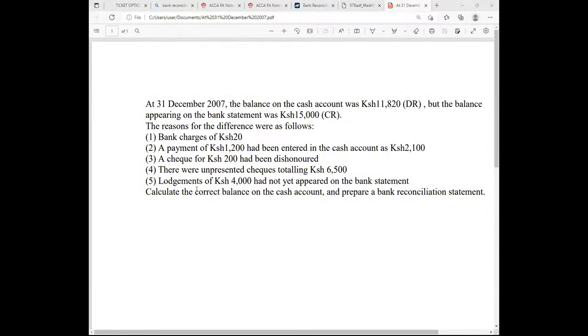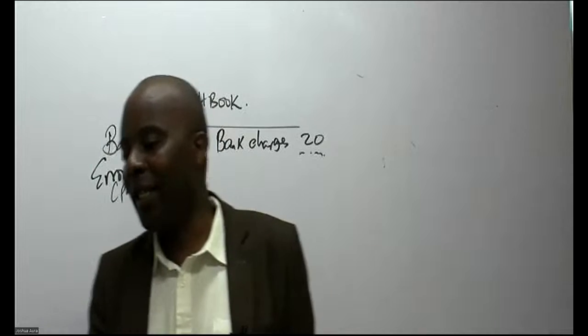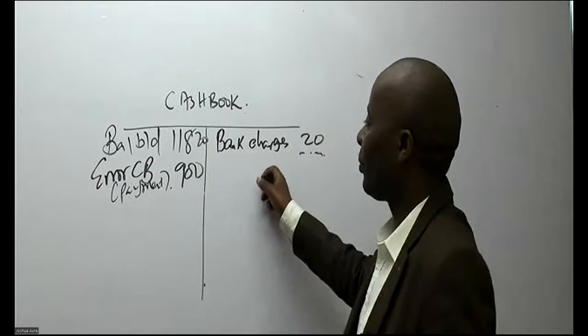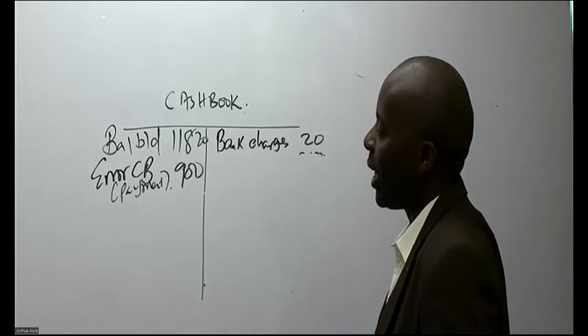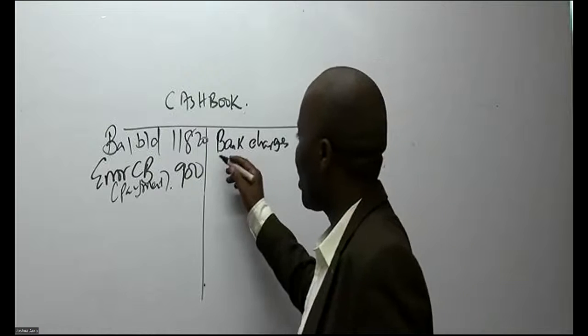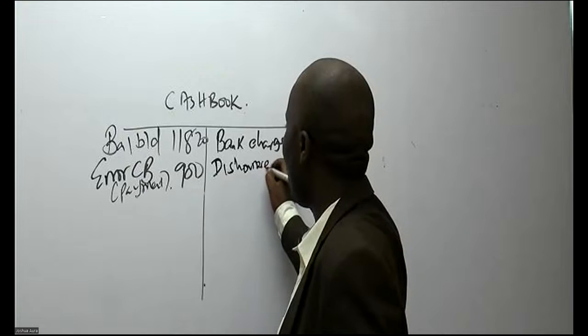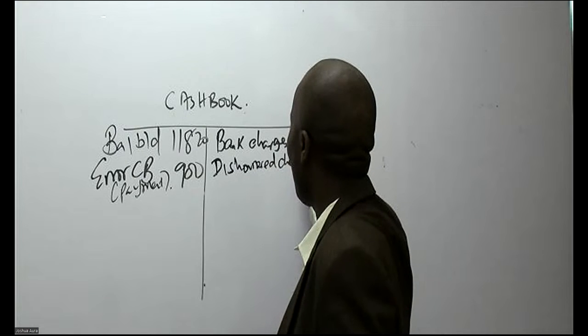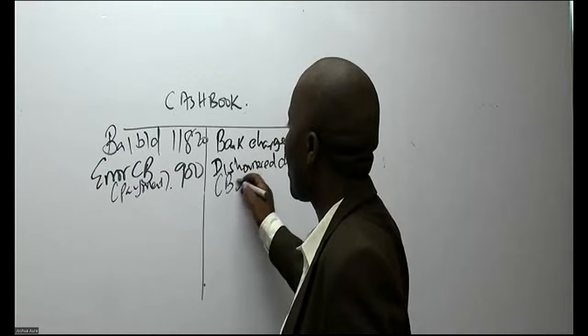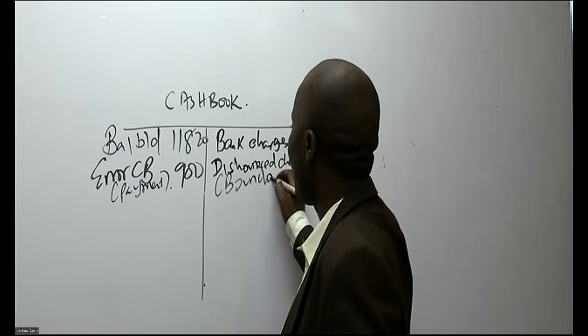Here we are saying a check for Kenya shillings 200 had been dishonored. Here, I don't even have to reason at all. When I'm told that there is a dishonored, a bouncing check, what I need to do straight away is credit the account. So in this case here, we have a dishonored check of 200. Any bouncing check, credit there.